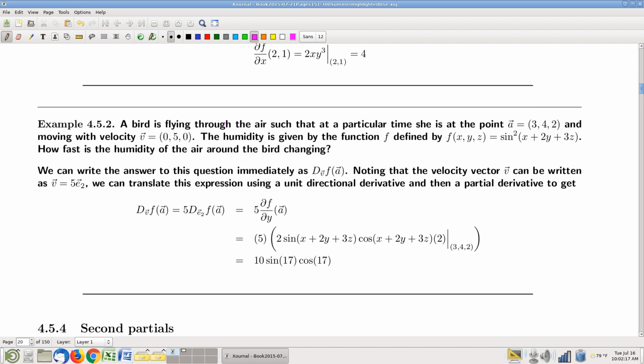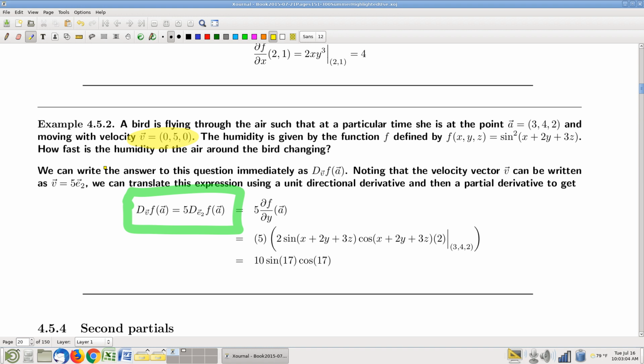Here's another question. It looks like a directional derivative problem at a glance, but we've got a function describing physical matter. So humidity is a function of location. We want to know how fast the humidity is changing as a bird flies through the air. Well, how fast a function is changing is a directional derivative. Then we realize that I can rewrite this as a unit directional derivative based on the fact that for the velocity vector, I can factor out that 5 and it becomes a nicer vector.